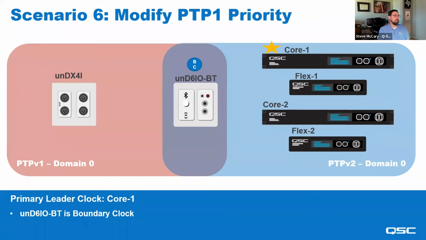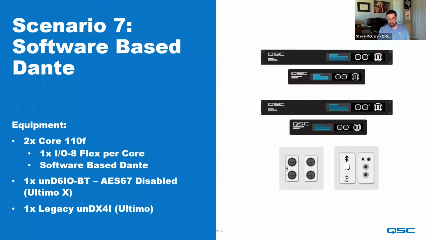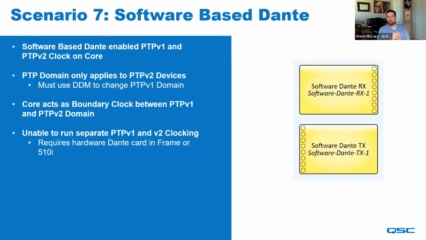So in our next scenario, same gear, only this time we're going to run this with software-based Dante. What we've done is enabled our V1 and our V2 clocks on our core by bringing in software-based Dante. The PTP domain only applies to our V2 devices. If we want more Dante domains, we must use DDM. The core can now act as our boundary clock between our V1 and our V2 domain.